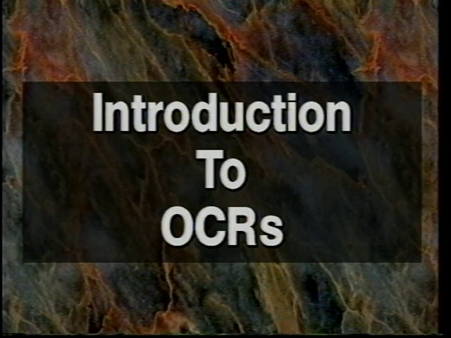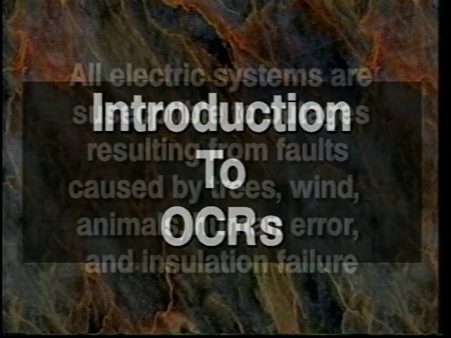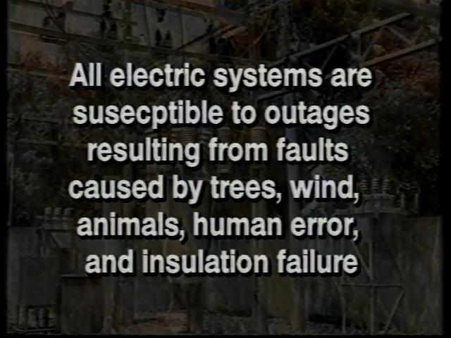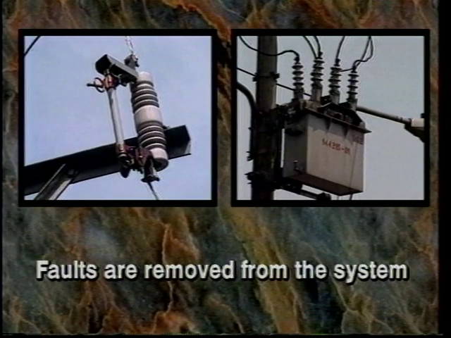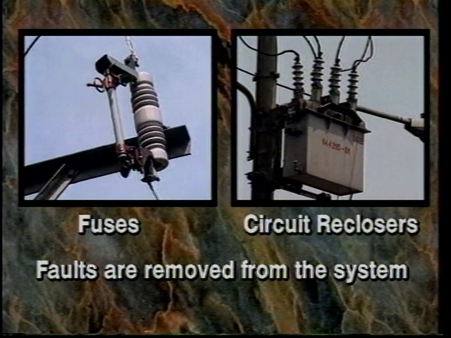Introduction to OCRs. All electric systems are susceptible to outages resulting from faults caused by trees, wind, animals, human error, and insulation failure. Faults are removed from the system by fuses, circuit breakers, or circuit reclosers.